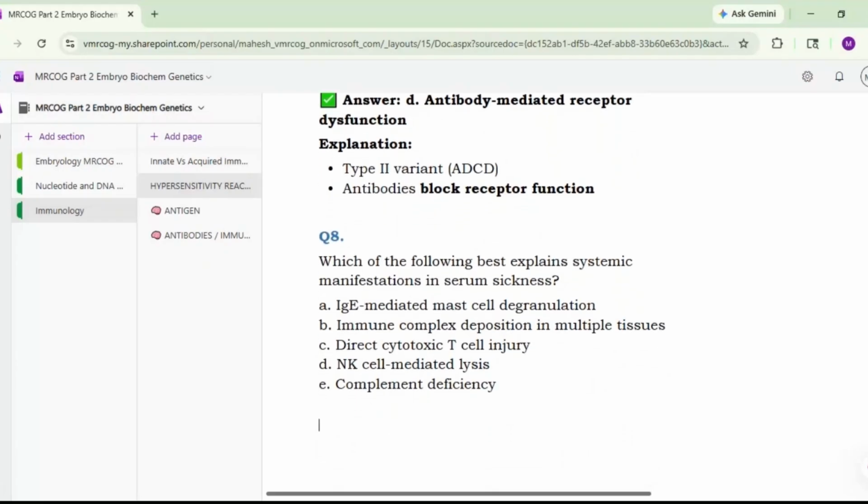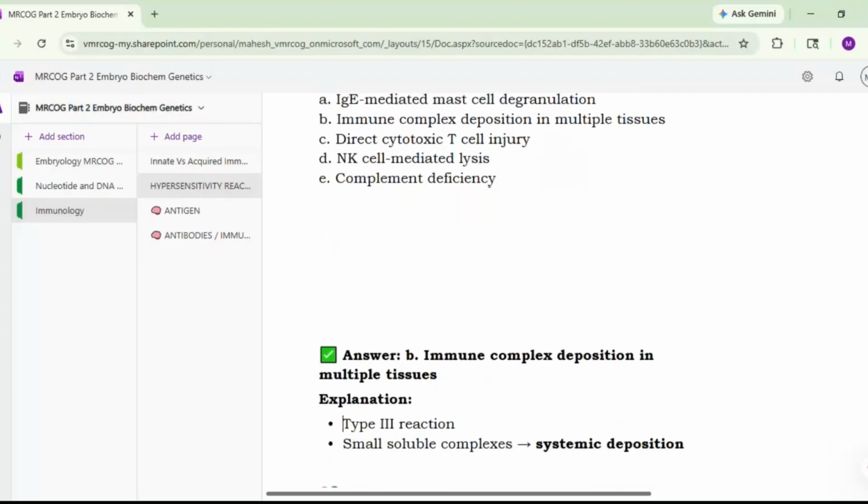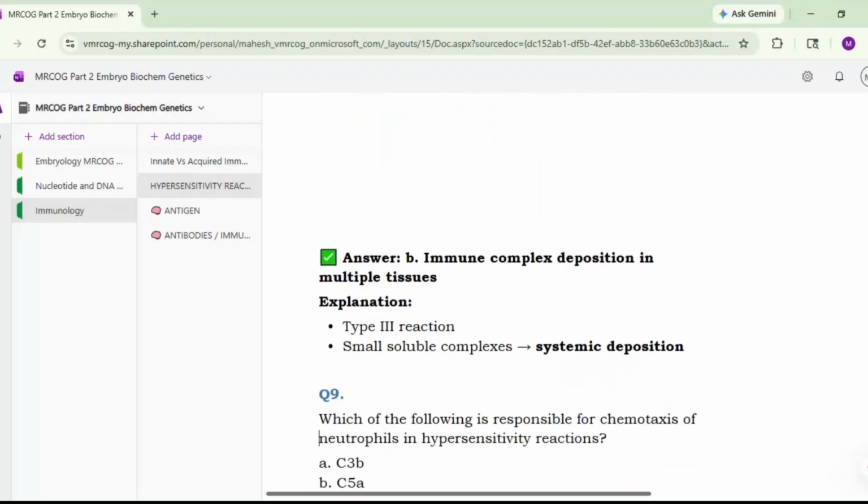Next. Which of the following best explains systemic manifestation in serum sickness? IgE mediated mast cell degranulation, immune complex deposition in multiple tissues, direct cytotoxic T cell injury, NK cell mediated lysis, or complement deficiency? Immune complex deposition in multiple tissues. It is a type 3 reaction. Small soluble complexes lead to systemic deposition.